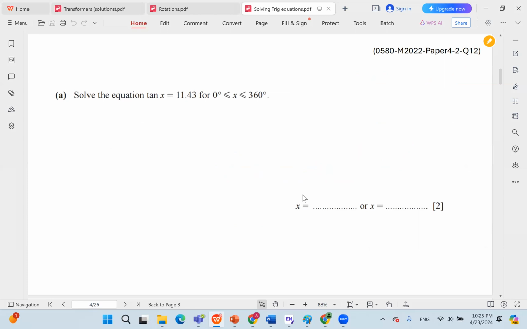Solve the equation tan x equals 11.43. So again, first we click on Shift and then tan. We get this expression here on the calculator. And then we just write 11.43 as it is. So Shift tan 11.43. This gives us 84.999, so basically 85.